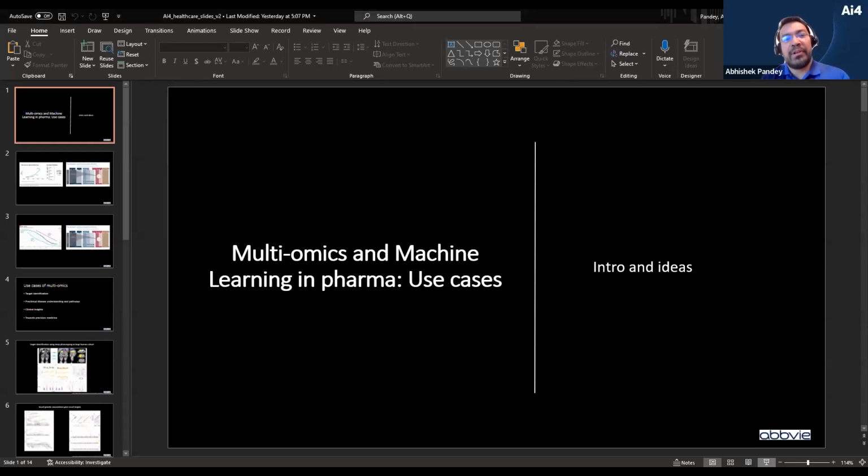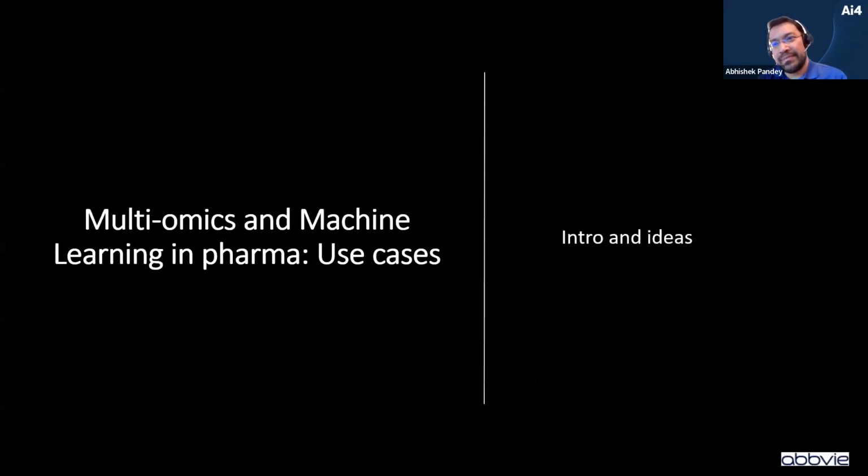So today I'll be going to speak about a topic which is very new and less explored, let's say it that way: multiomics and machine learning in pharma. I'll try to discuss some of the use cases in pharma where people can use it or are trying to use it. All the data is from references in the literature. All of these things are published in some way or form, so there is a basis to all of these use cases that I'm talking about.